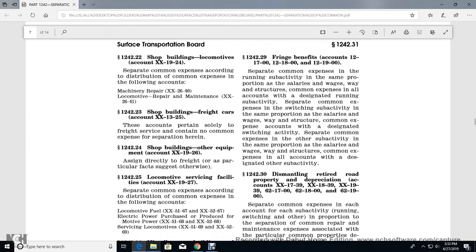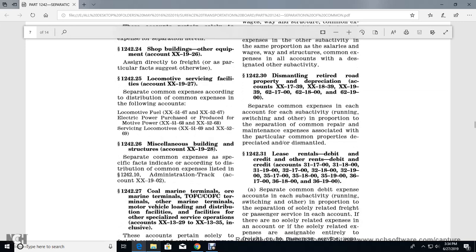4229 fringe benefits, accounts 12 17 00, 12 18 00, 12 19 00. Separate common expense for the running sub activity by the proportion of salaries and wages. Separate common expense for the switching sub activity by the same proportion of the salaries and wages structure. Separate common expense for the other sub activity by the same portion of the salaries and wage structure.